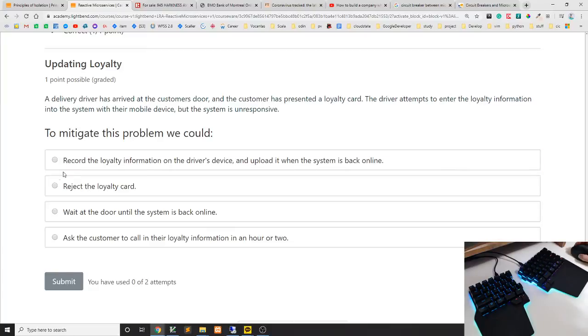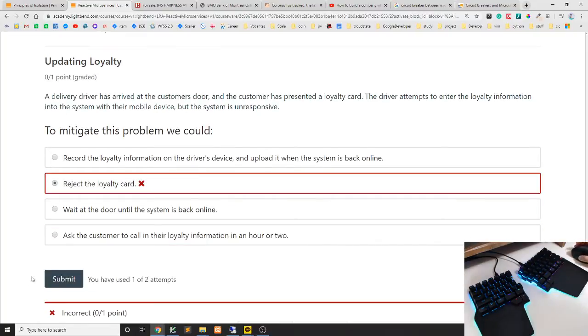So, because this is an isolated system, it should just report the fail. So this one. No, wait a sec.